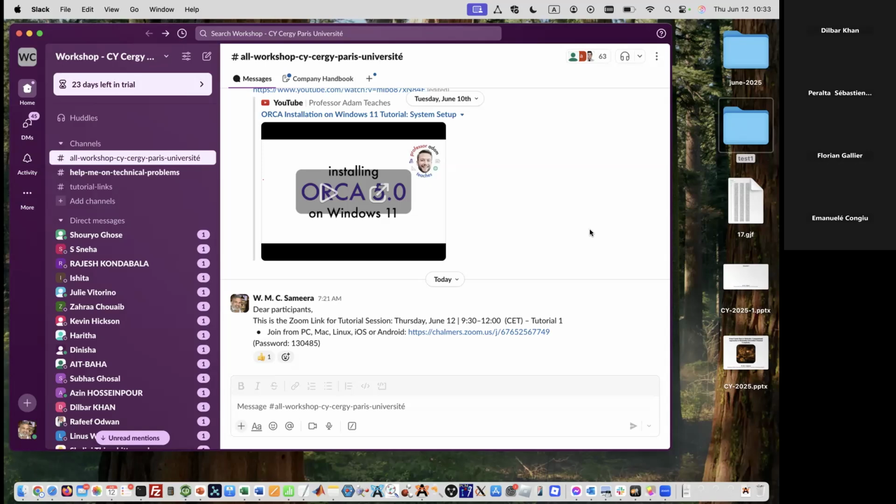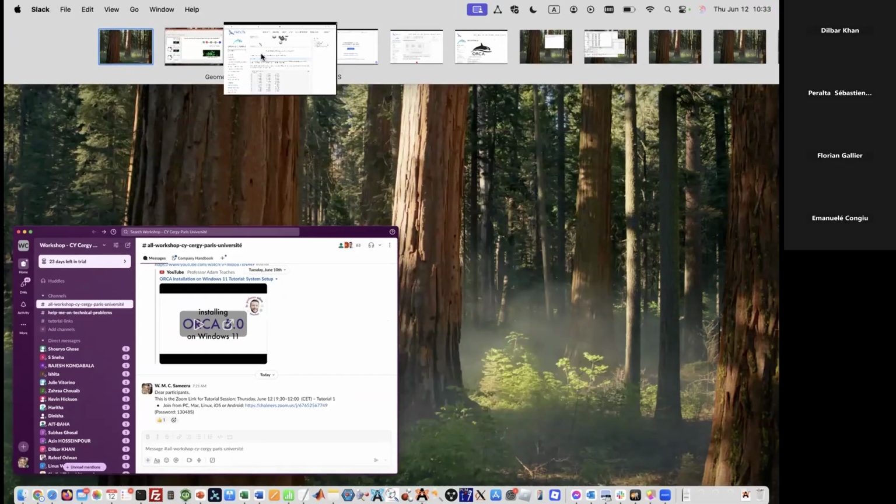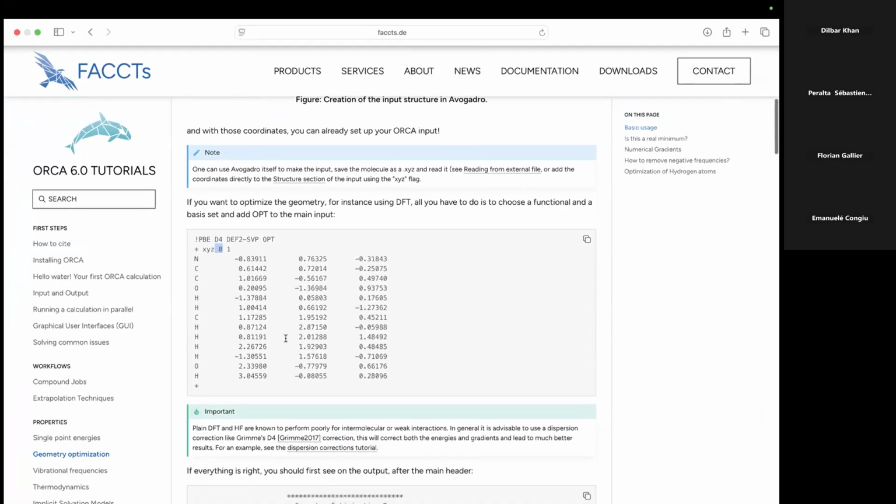Okay, another question is, can we optimize a charged system or only an electronically neutral system? You can optimize charged species or neutral species. It doesn't really matter which species you use. The only thing that matters is the charge and multiplicity. Depending on the charge and multiplicity, you can optimize neutral species or charged species.